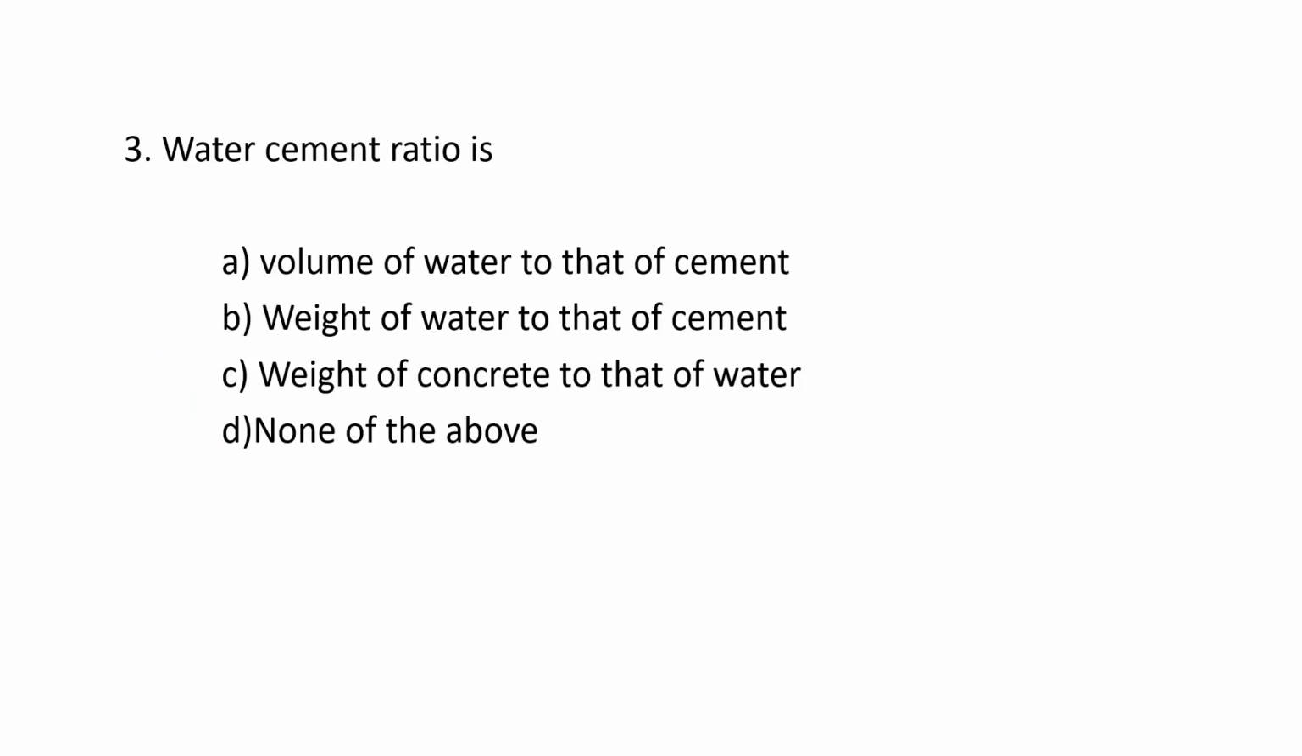Next one, water cement ratio is: A, volume of water to that of cement; B, weight of water to that of cement; C, weight of concrete to that of water; D, none of the above. Okay, in order to make a proper concrete mix, we measure the aggregate and other materials in two ways: either volume batching or weight batching. Between the two, weight batching is more accurate, because in volume batching the volume of the material can change. So we are using weight batching for the concrete mix.